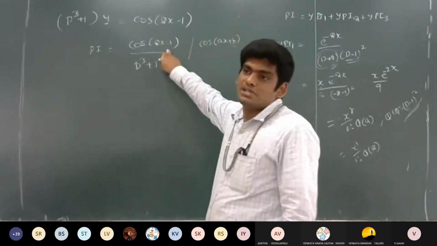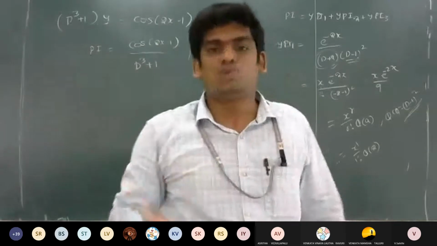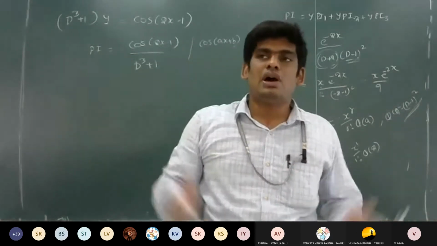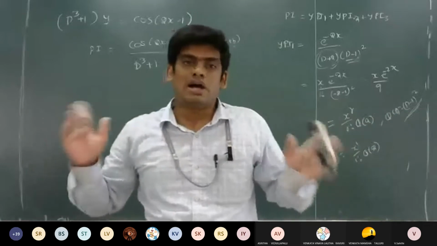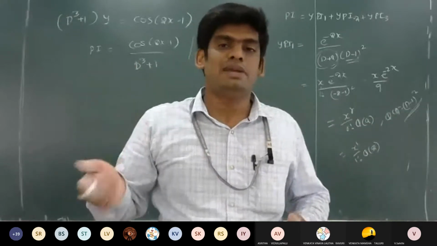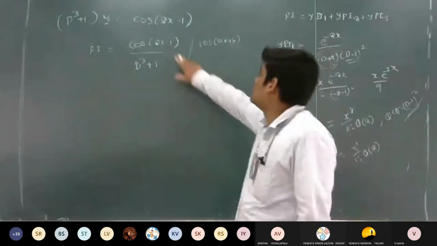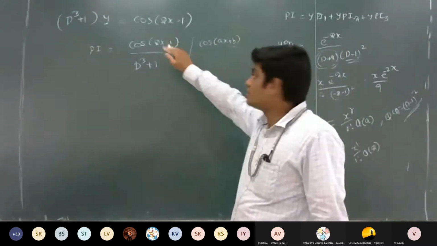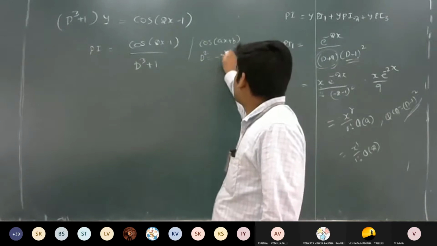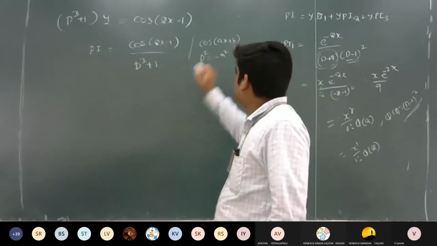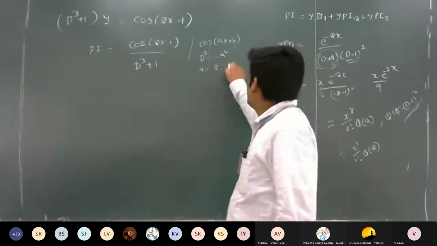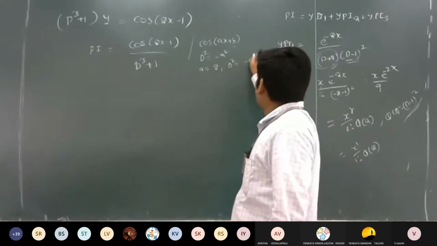Suppose in place of 1 we have 2y, then it is a problem. In that situation you have to separate the cos of 2x minus 2y by using cos a minus b. But here there is no problem, because here only 1 is a constant. So now here also just replace D square by minus a square. What is a here? 2. So simply D square is equal to minus 4.